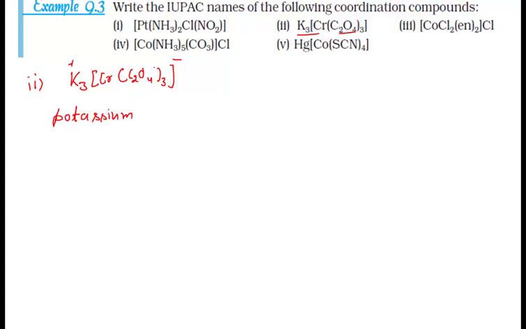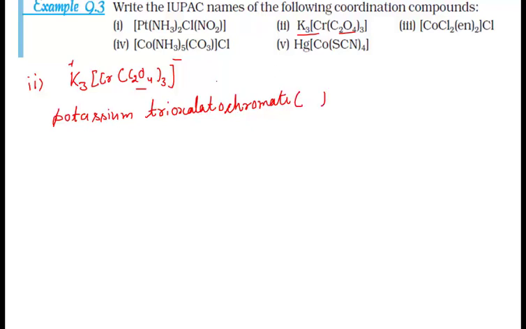Then, this is a bidentate ligand, so we will leave some space for the complex anion. Because it doesn't contain di or tri within its name, we will not use bis, rather we will use tri, trioxalato, and then chromate. Why chromate? Because it's an anionic complex, so the name of the central atom will end in -ate. So potassium trioxalato chromate, and then the oxidation state.